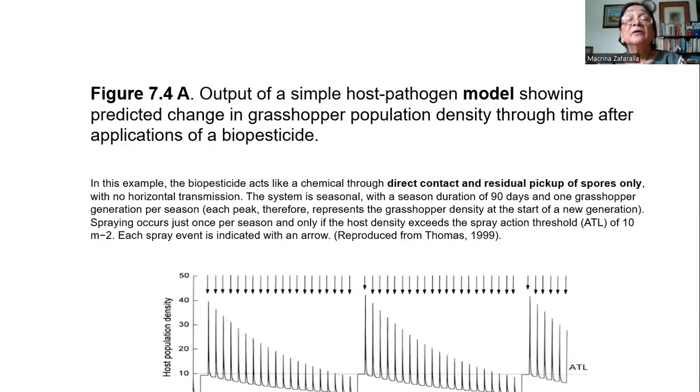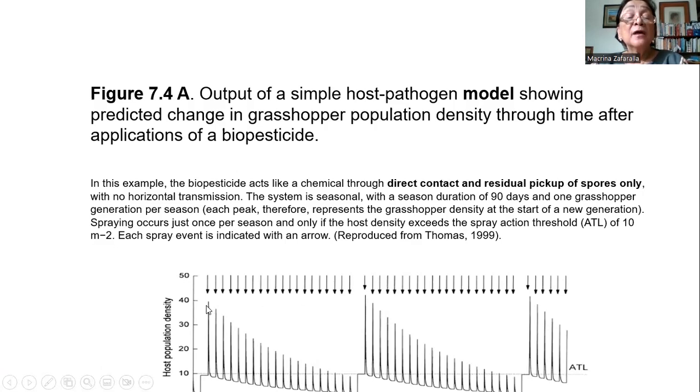This is an output of a simple host pathogen model, which shows the predicted change in grasshopper population density through time after application of a biopesticide. The pesticide is applied at the peak of the population, as indicated by these arrows here.